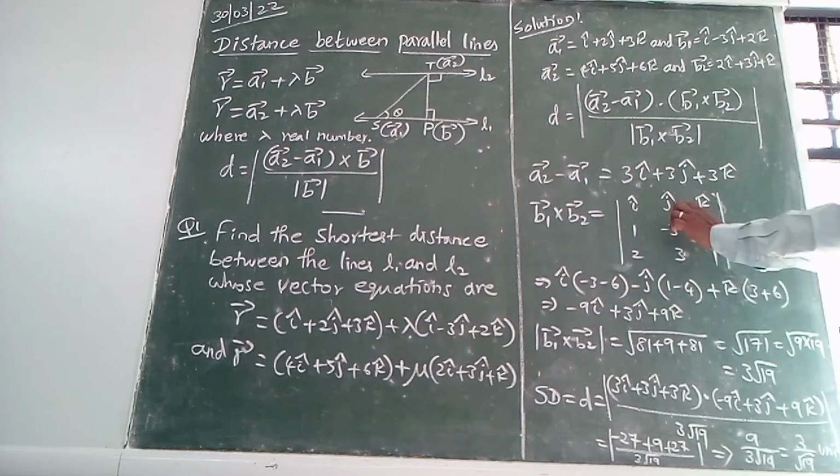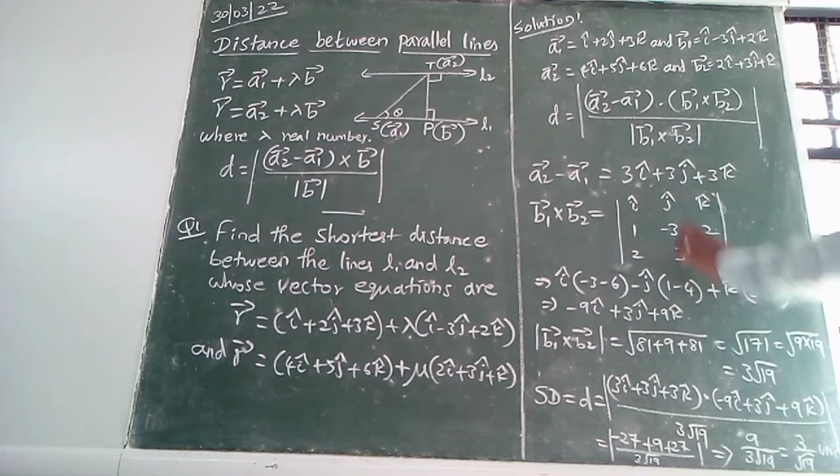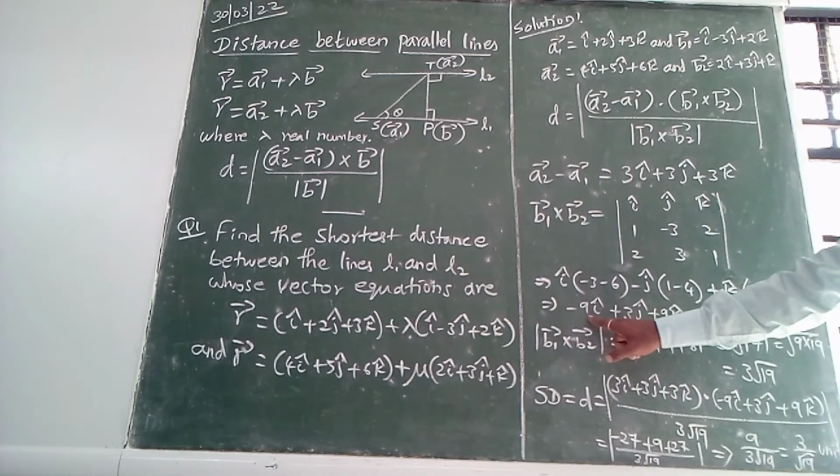Then the middle term. So minus j times, eliminating middle row and column: 2 into 1 is 1, 2 into 2 is 4, so minus 2, plus k. Eliminating the corresponding rows and column: 1 into 3 is 3, 2 into 3 is 6, so minus 3. But according to the formula here, minus of minus 6 is plus 6, right? So here we get minus 9i.